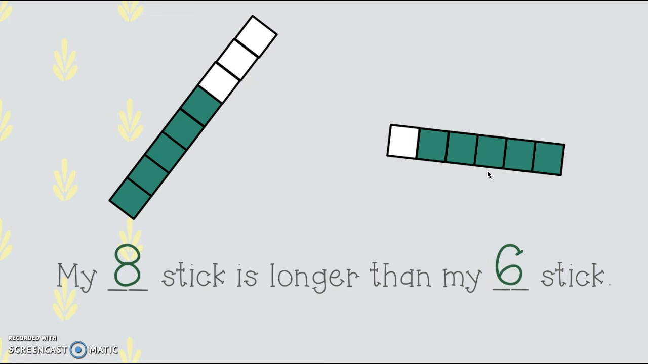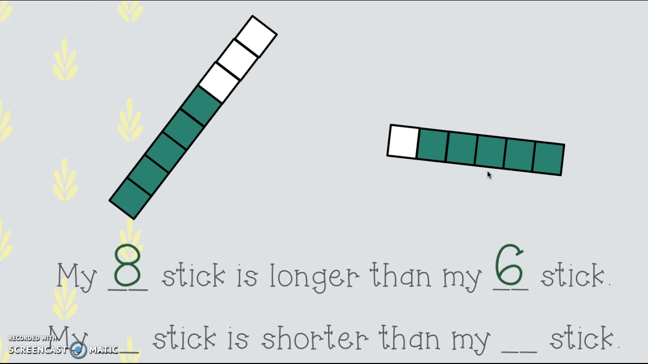Now watch what I'm going to do. I'm going to get a little wild. Because if I can talk about which one's longer than, I should also be able to talk about which one's shorter than. Oh, I'm adding in another sentence to describe our sticks. Okay, so let's see about this one. My blank stick is shorter than my blank stick.